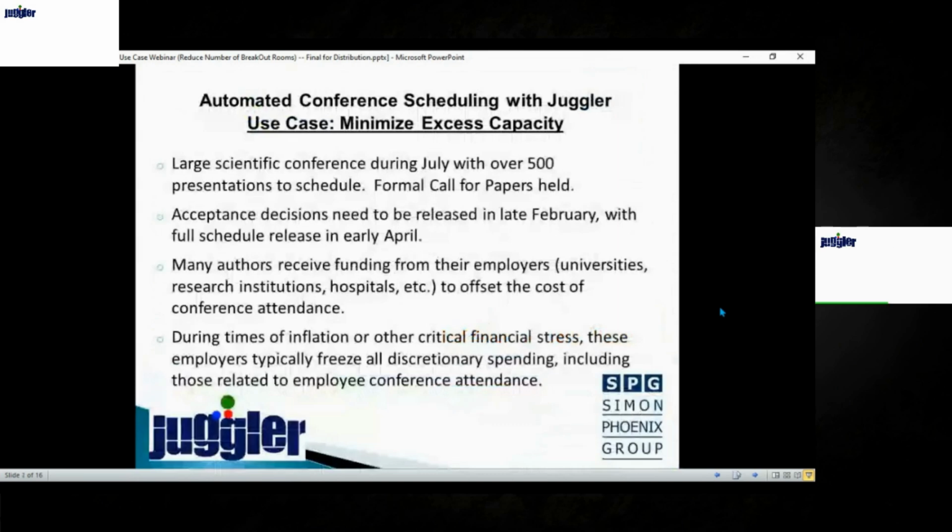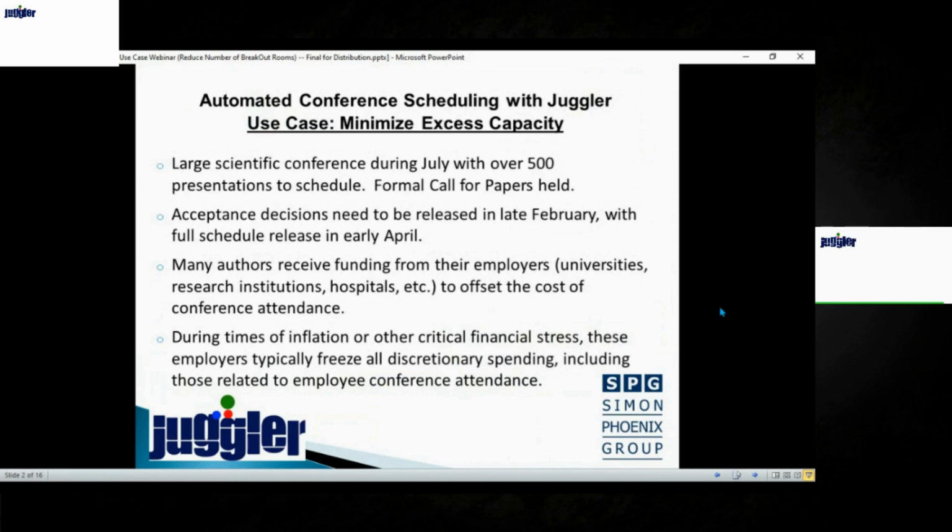So today's webinar is really going to focus on a specific use case for Juggler. As I said earlier, Juggler is brand new software technology. It's an automated conference scheduling tool. And we're going to look at a specific use case that Juggler was designed to address. And I'm just going to take a moment here to frame the use case for you.